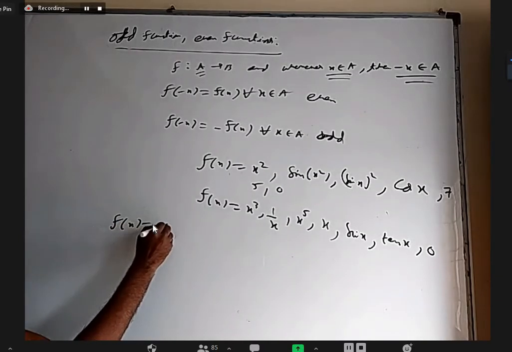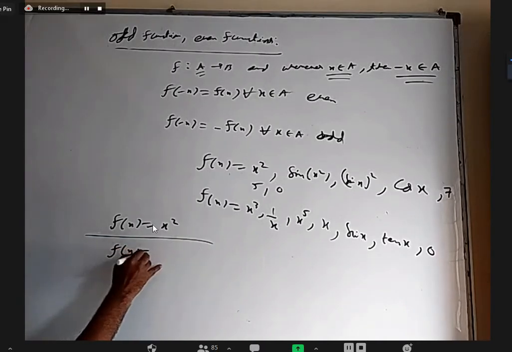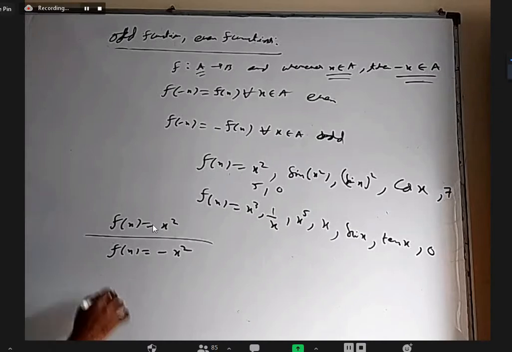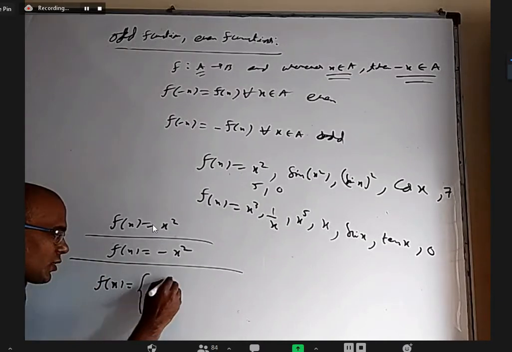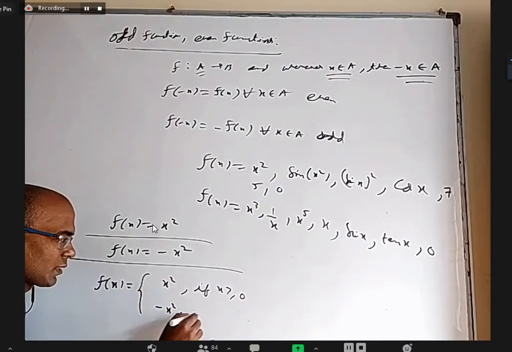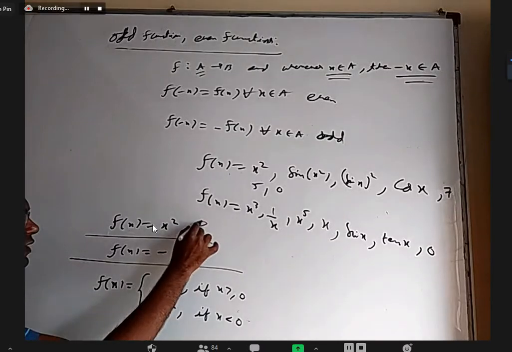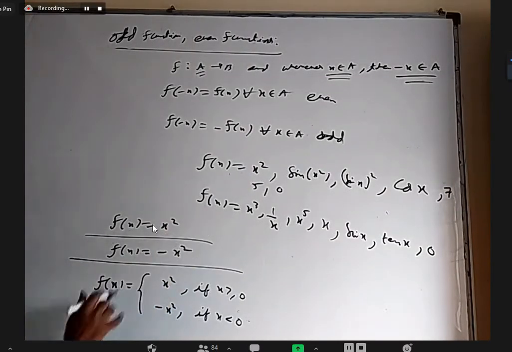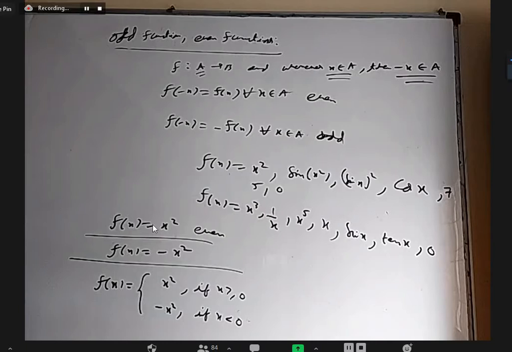Let us say f of x equal to only x square, one function. f of x equal to only minus x square, another function. And take f of x is equal to x square if x is greater than or equal to 0, minus x square if x is less than 0. What is this function? Even function. This is even. What about this one? Odd function.